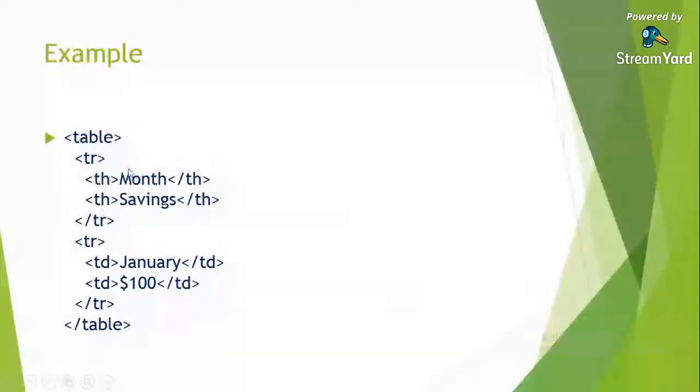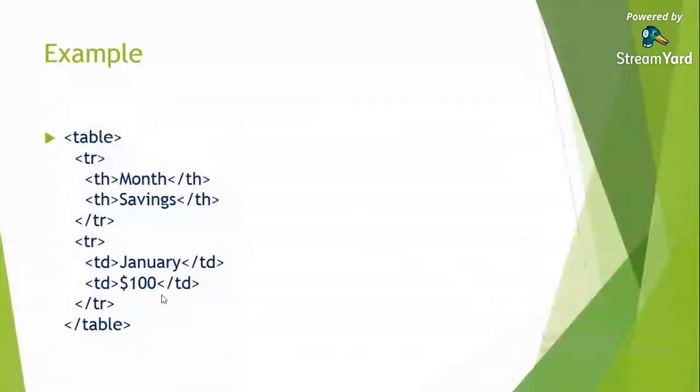Just like within the table tag, there are tr to tr, we can see. This is one container tag. Within that, one heading tag is there. So at the top, simply month will come, and savings, these two column headings will come. In the next row, we can see January is there, and its value is there. So in this way we can create a simple table.